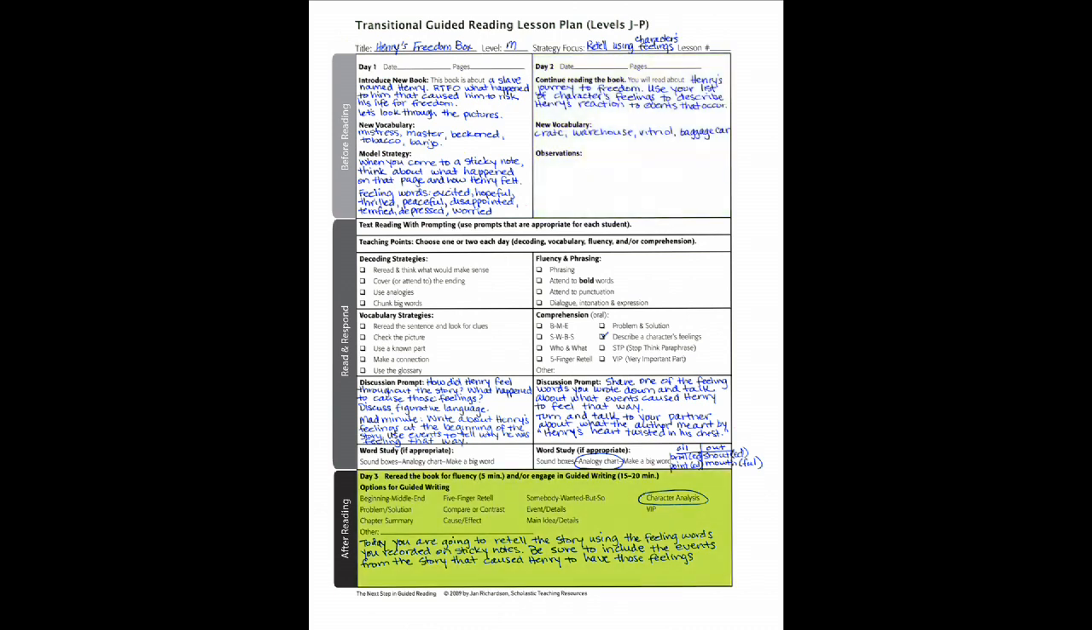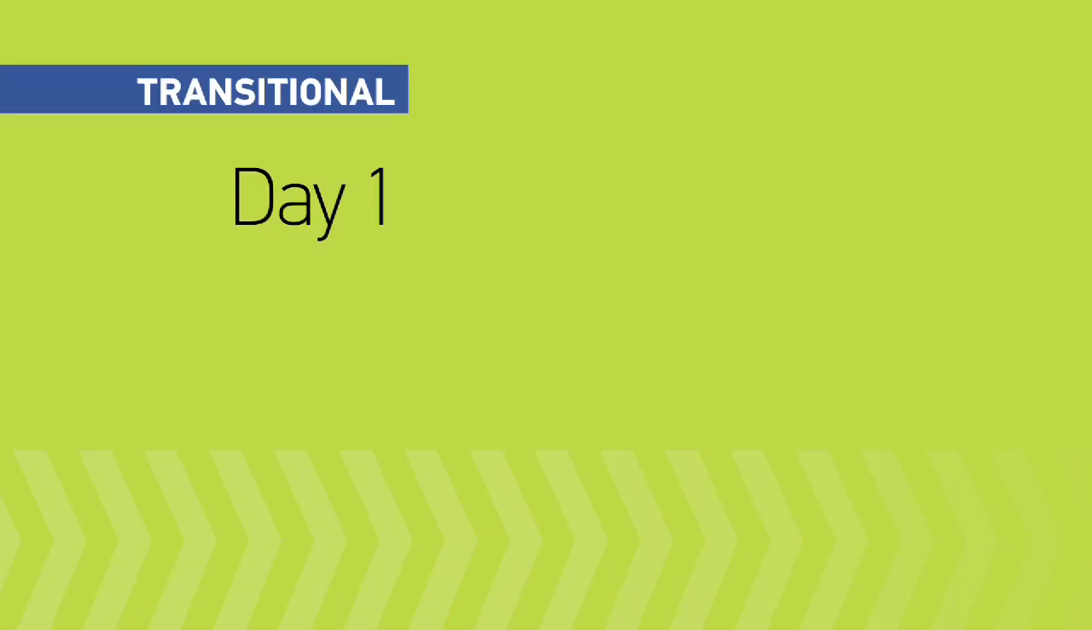On day 3, we may spend a few minutes rereading some of the text for fluency, and then spend the rest of the lesson time on guided writing. Now here is day 1 of a transitional guided reading lesson, followed by a summary of day 2. You can follow along with the lesson plan in the viewing guide.